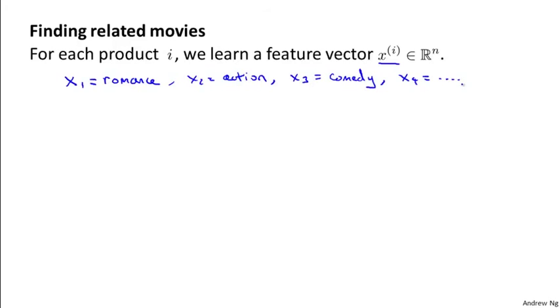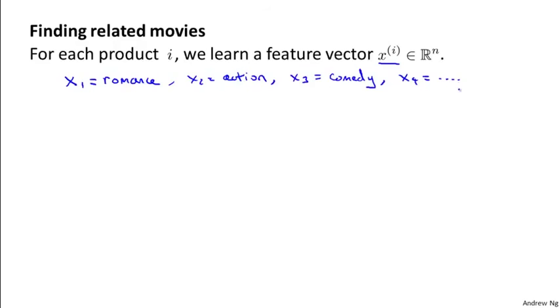But in practice, even though these features can be hard to visualize and hard to figure out just what they are, usually the algorithm will learn features that are very meaningful for capturing the most important or the most salient properties of a movie that cause users to like or dislike it.